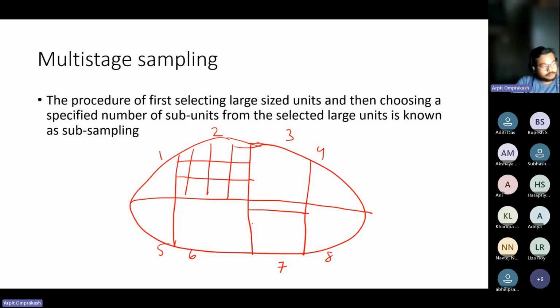Then we'll basically grid these segments and randomly pick out small sampling units. So this is known as multi-stage sampling or subsampling.